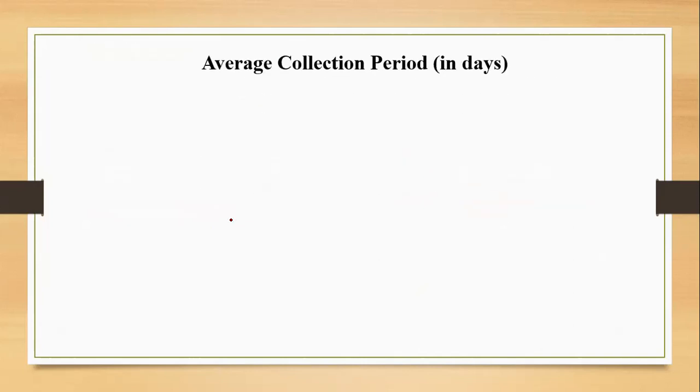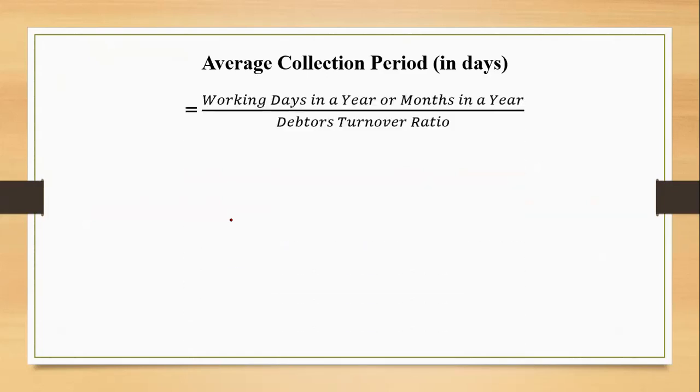Average collection period. As we had the stock holding period in the stock turnover ratio, similarly here we have the average collection period. So the formula also remains the same: working days in a year or months in a year to be divided by debtors turnover ratio or trade receivables turnover ratio.